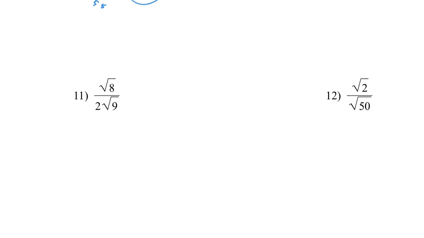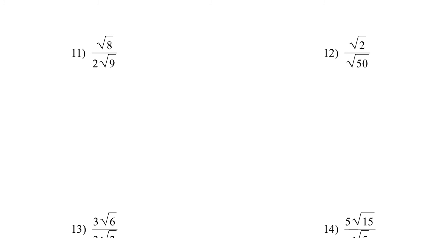Okay, if they don't simplify like that, like number 11, the 8 over 9 is not going to simplify. So then you just simplify the square roots like we did last week. So if we do a factor tree for that, we have a pair of 2's, so the pair goes outside, and the leftover stays inside. So on the top we have 2 radical 2.